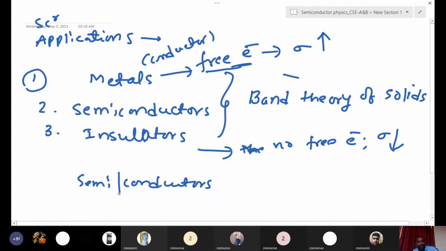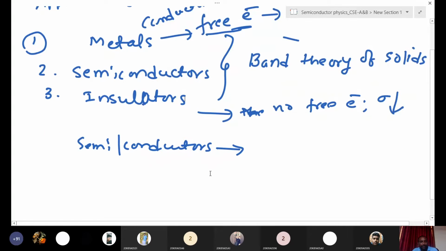Semiconductors means the conductivity of these materials lies between the metals and insulators. Its conductivity is greater than the insulator and less than the metals. Also, depending on temperature and doping, free electrons are available in semiconductors.